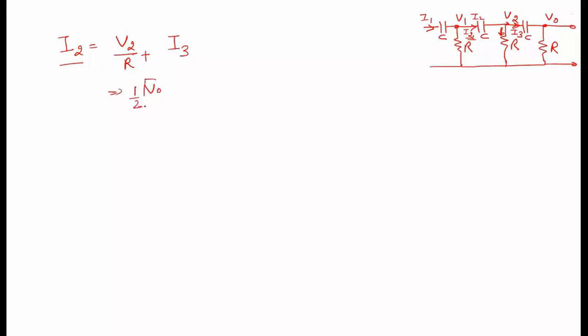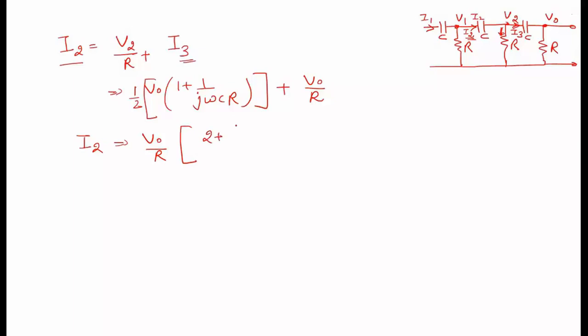1 by R into, and in the previous expression we have calculated the V2, so we can write V2 from the equation number 1, that is equal to V naught into 1 plus 1 upon j omega CR, plus I3, and we know that I3 is equal to V naught by R. So we can rearrange the terms as I2 is equal to V naught by R into 2 plus 1 upon j omega CR, and we can name this expression as number 2.